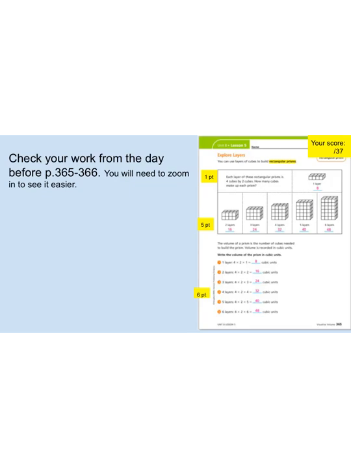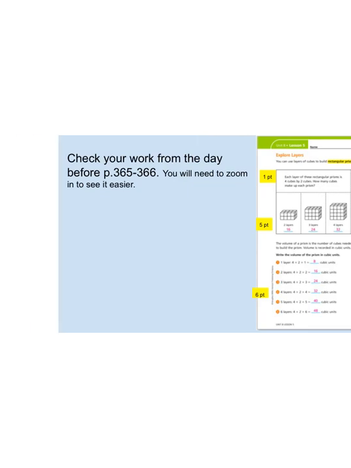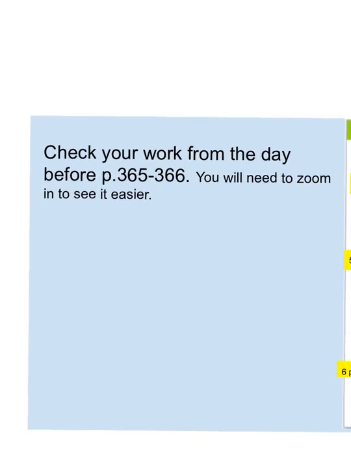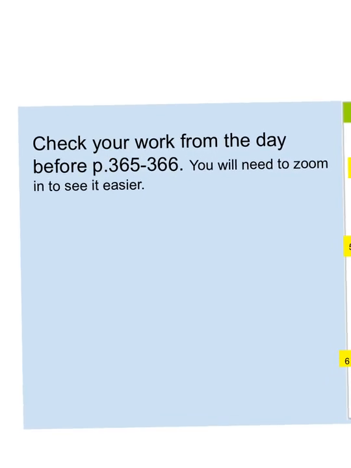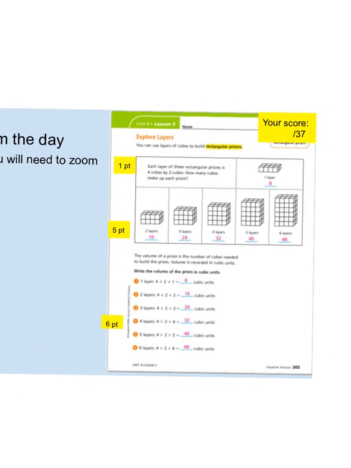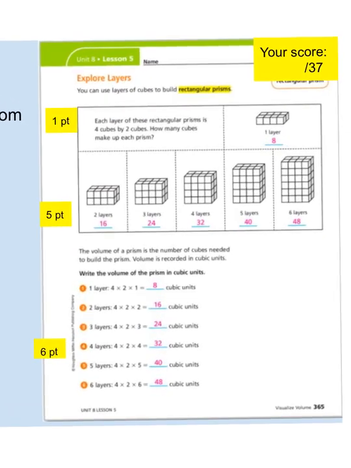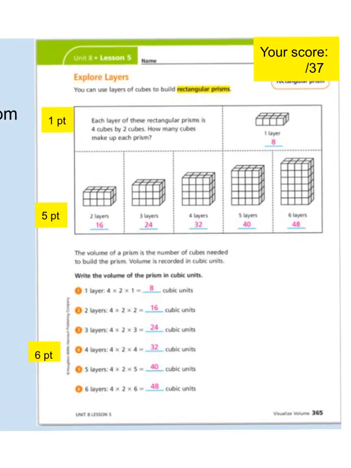All right, so let's try this out again. Second time for me. So today we're going to check 365 and 366. You're going to need to zoom in to see it better. We're scoring page 3. There are 37 points. We're scoring these two pages together.